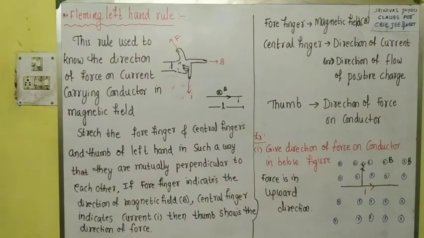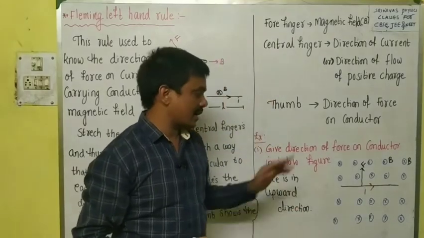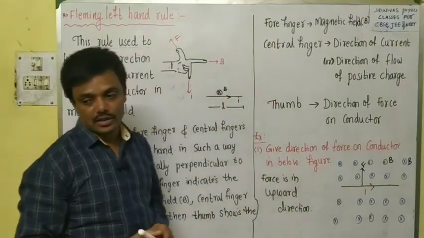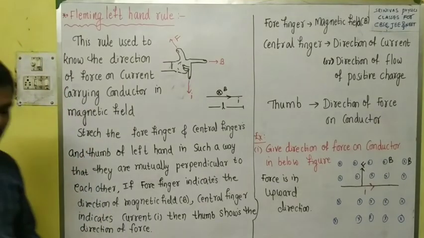Next, let us go for one more example. For example, this wire is suspended in mid-air in the magnetic field. Then what is the condition for that? Okay, I will rub this side and continue.